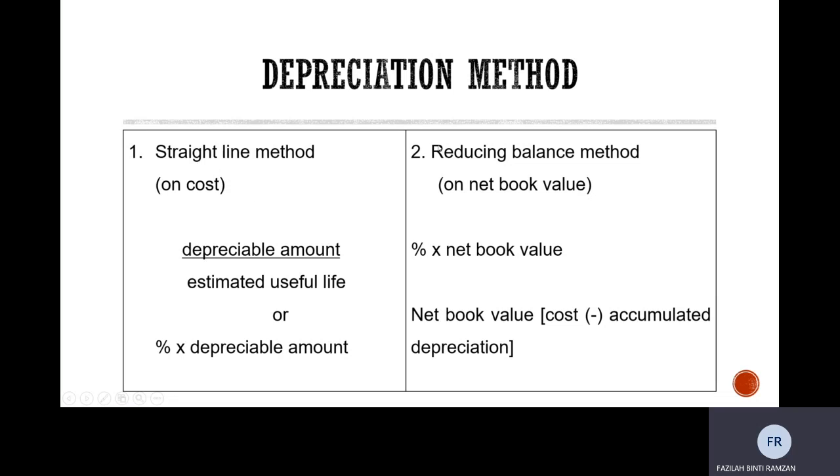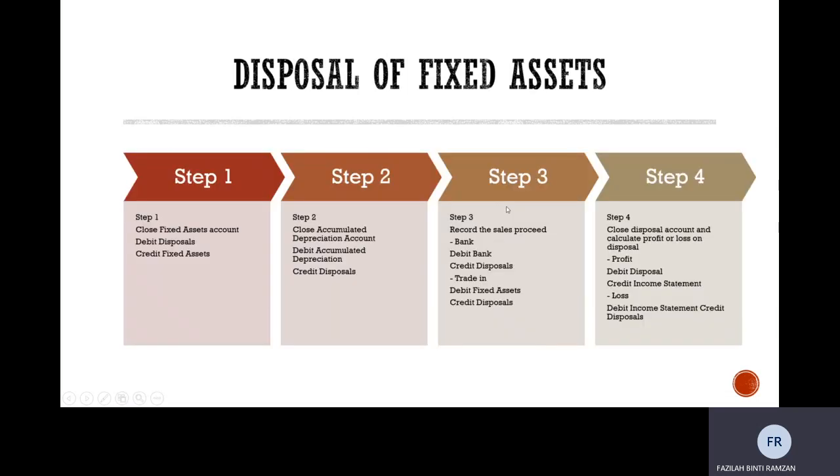The second method is the reducing balance method, which is based on net book value. The calculation will be a percentage given, so 20%, 10%, 50%, times net book value. So what is this net book value? Net book value is cost minus accumulated depreciation. Okay, so these are the two depreciation methods.